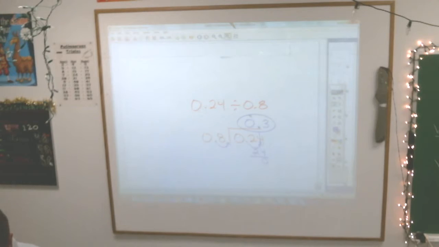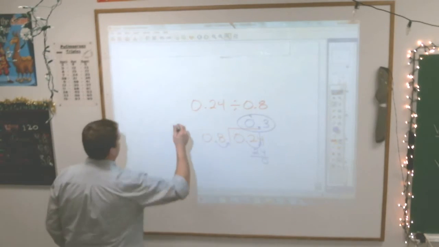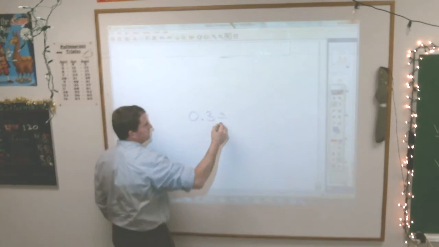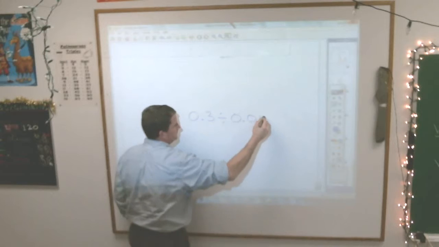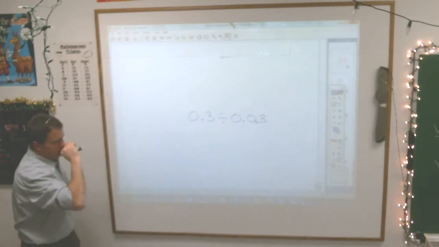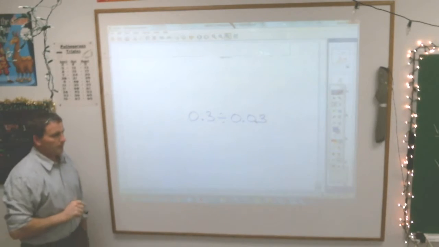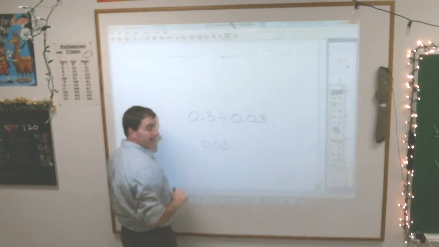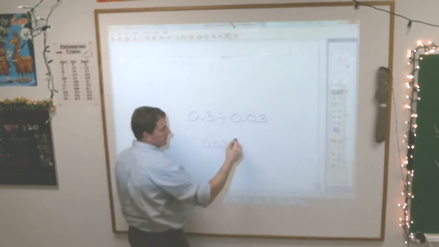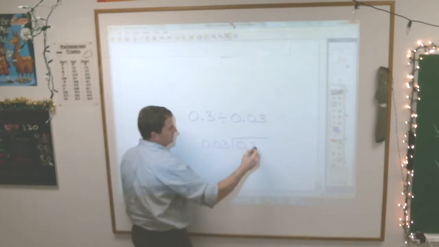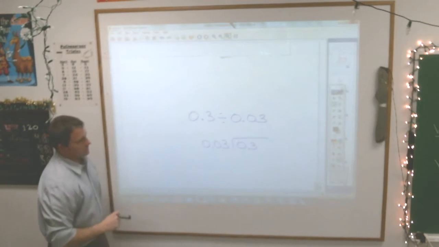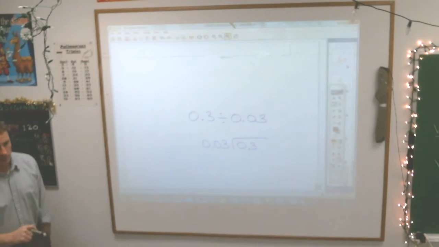Good with that? How about this one? Oh, here's a good one. 0.3 divided by 0.03. How do I write that out? Well, 0.03 goes outside, they flip places. 0.3 goes inside. Now what's going to happen here? Work with me here. Somebody tell me what's going to happen.